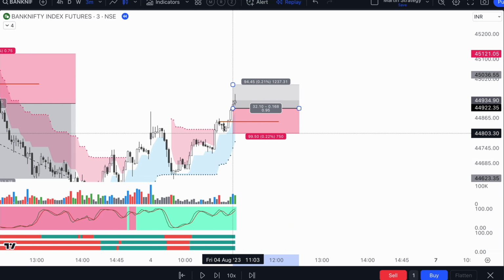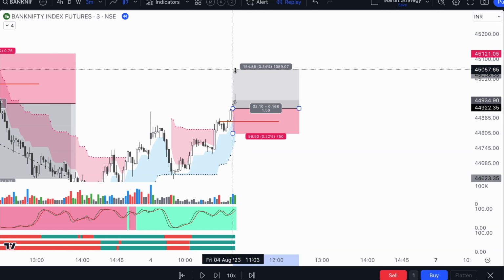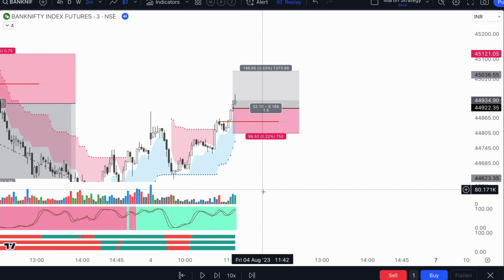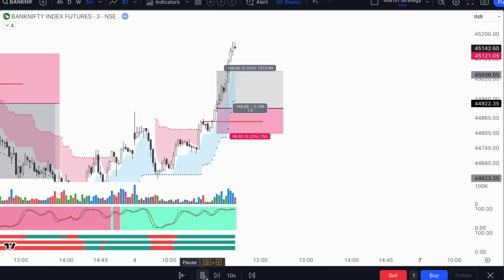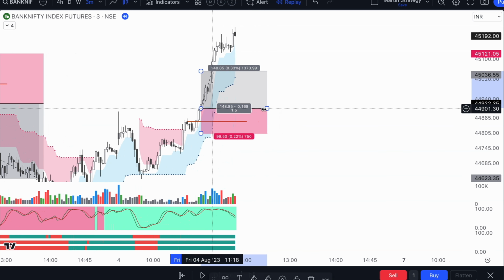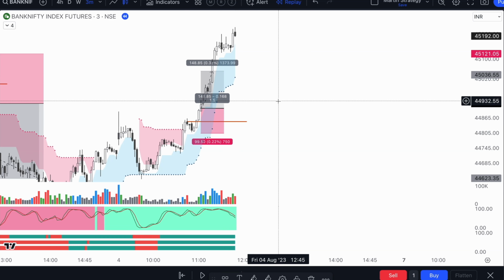So here we have a slight consolidation. So we place that as a stop loss. From there, 1.5 risk reward. Let's see. There we go. Targeted. Wonderful trade we had on Friday.